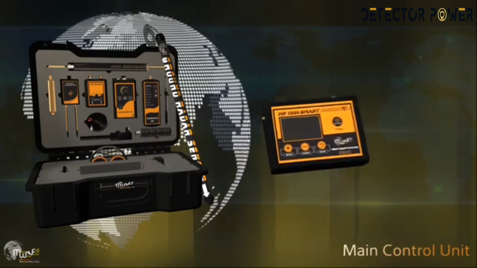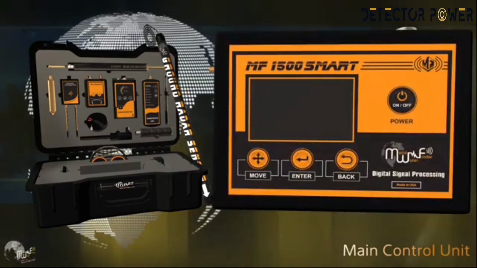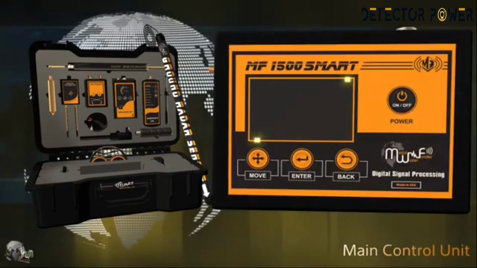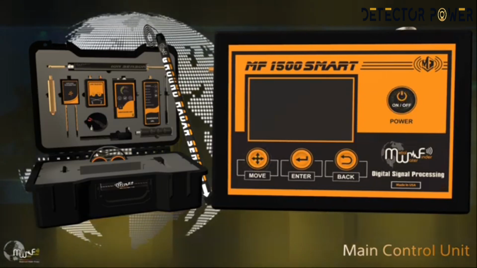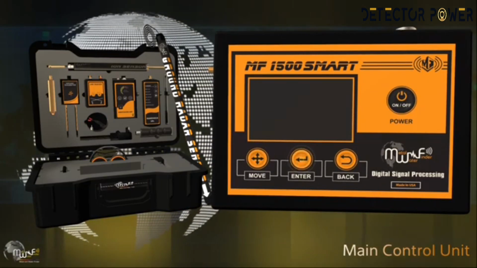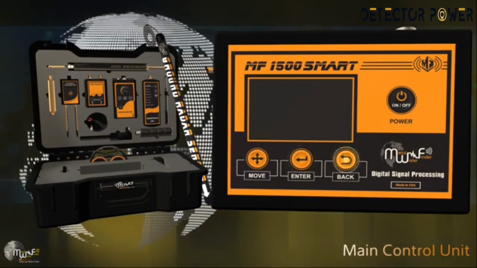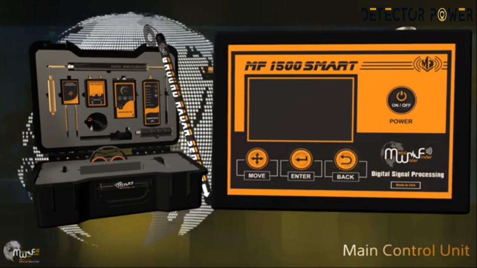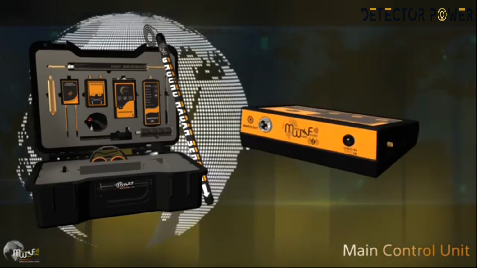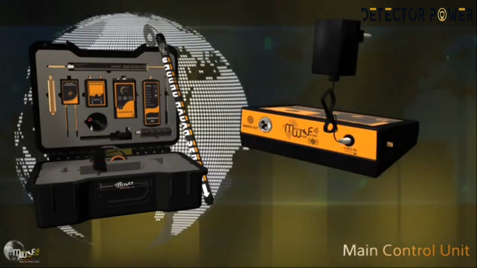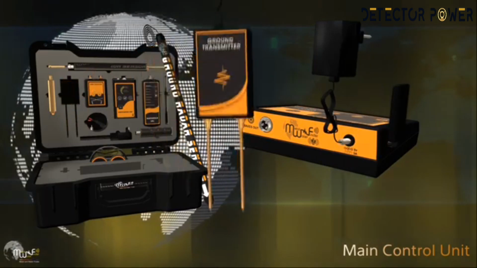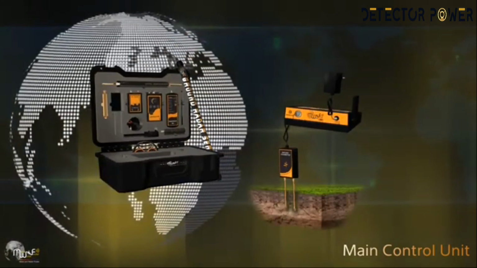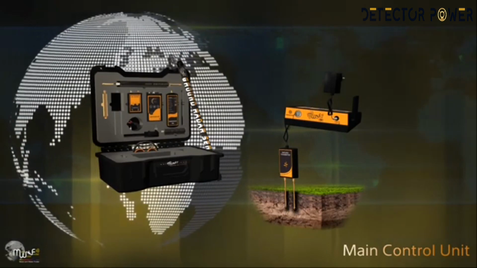Firstly, the front interface of the main control unit includes display screen, power button, move button, enter button, back button. The device's rear and side interfaces contain charging socket, wireless antenna connection socket, soil support unit connection socket, which is implanted in the ground to transmit frequency waves from the device to the ground.